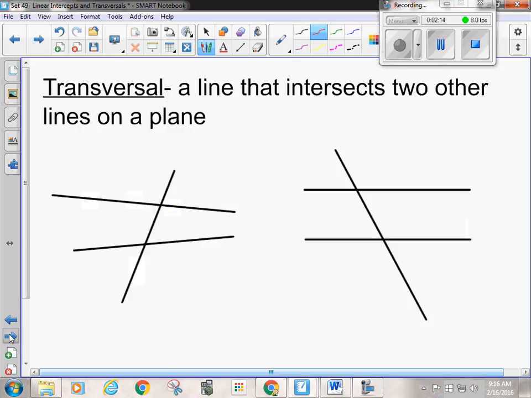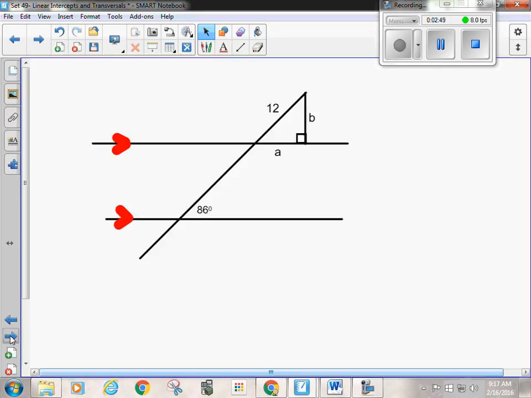All right, transversal. We talked about transversals in geometry, just in Unit 2. It's a line that intersects two other lines on a plane. And a reminder, it does not have to intersect two parallel lines. But if it does intersect two parallel lines, we have some nice congruence statements that we know. Alternate interior angles are congruent. Alternate exterior angles are congruent. Consecutive interior are supplementary, corresponding. We have all of those angle relationships. And we're going to use those angle relationships here.